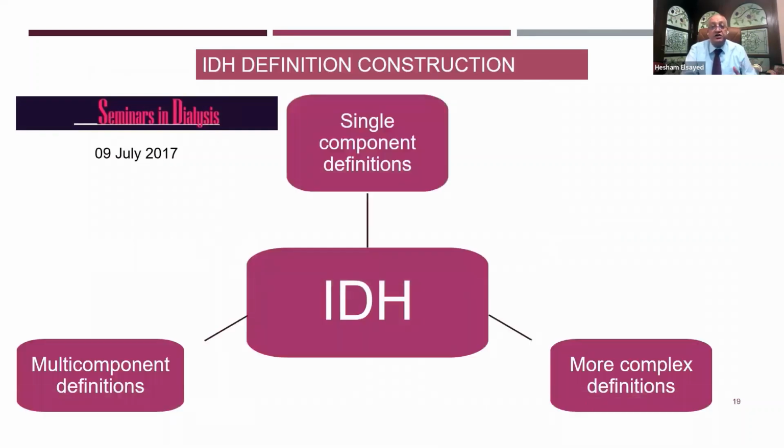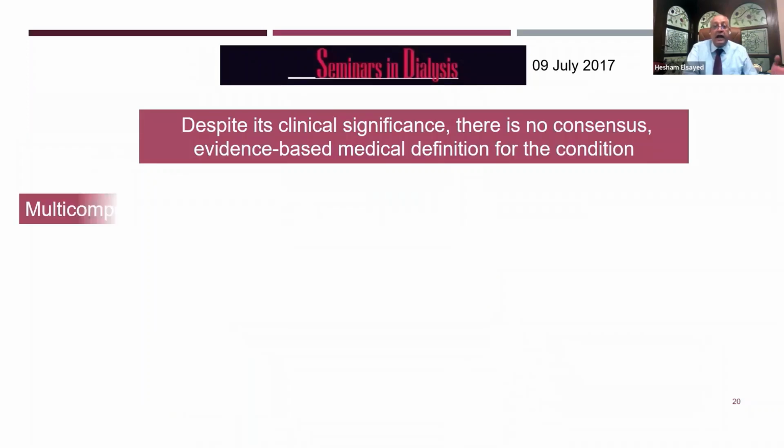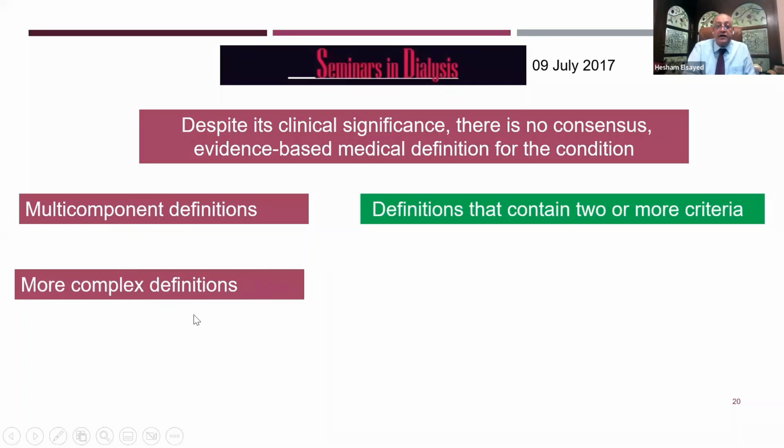So the definitions come from either a single component, which in the literature is not strong, or a multi-component definition, which is essential, 2 or 3 of the 4 criteria, and the more complex definition. The measurements alone are not enough, but if you define systolic blood pressure below 90, despite clinical significance, there is no consensus up till now on an evidence-based medical definition for the condition. I would like the multi-component definition that contains 2 or more of the criteria, in particular intervention.